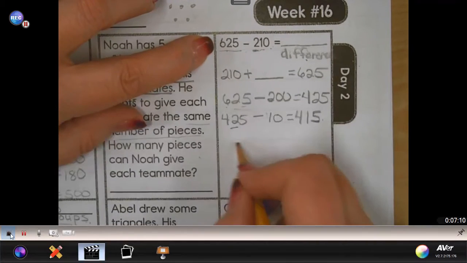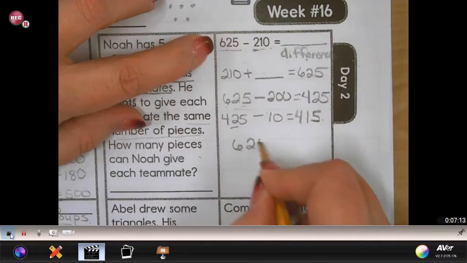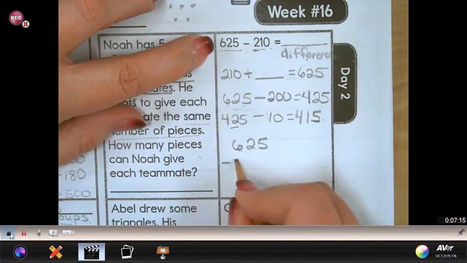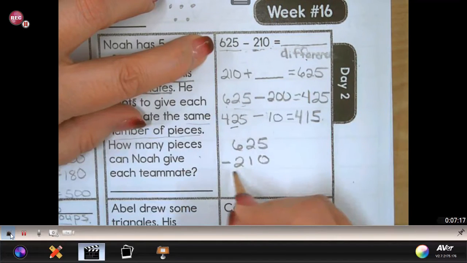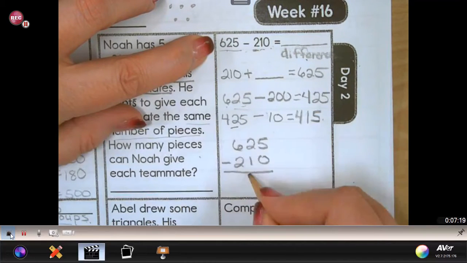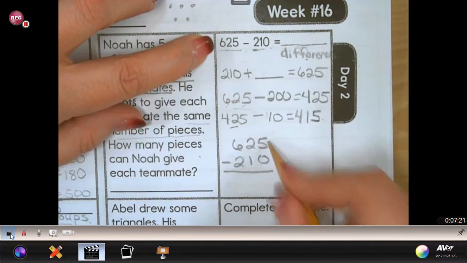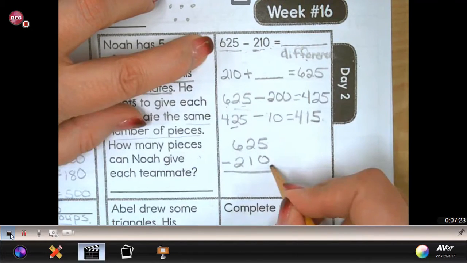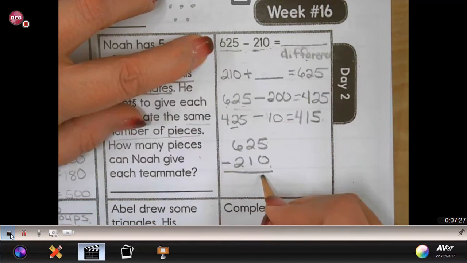Now, if I were going to use my algorithm, I make sure that I line up my place value as ones, tens, and hundreds. I can subtract 5 minus 0. I don't need to regroup because I have enough to subtract. So 5 minus 0 is 5.